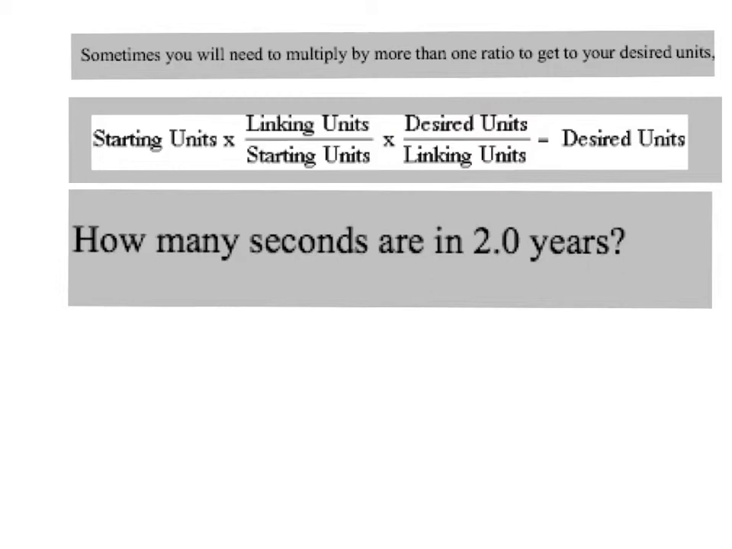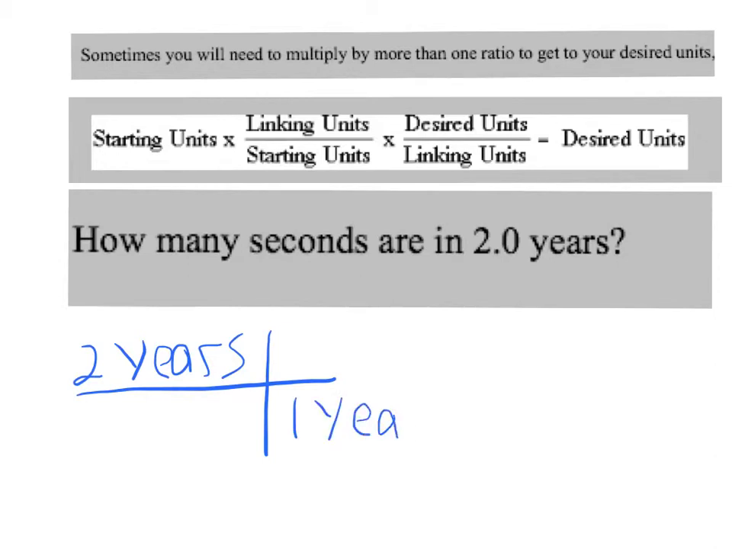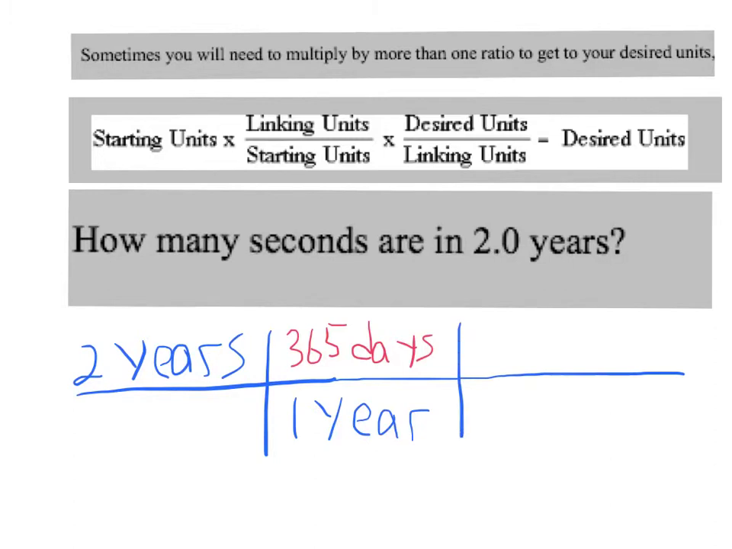For instance, how many seconds are in 2 years? Our starting unit will be 2 years. I'm going to write the same unit below it, 1 year. Let's go into days first. We could say it's 365 days, not worrying about a leap year here. By doing that conversion, we're left with days. Now I'm going to go from days into seconds.